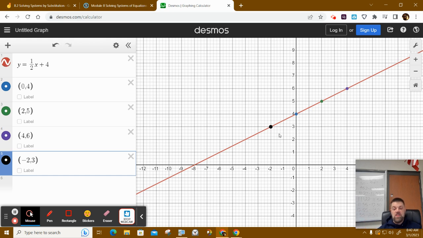If I go down 1 over 2 in this direction, I'm on the line. Here, if I go up 1 over 2, I'm on the line, because that's the rate of change. That's my rise over run. That's why it's a straight line. So that's the first part.